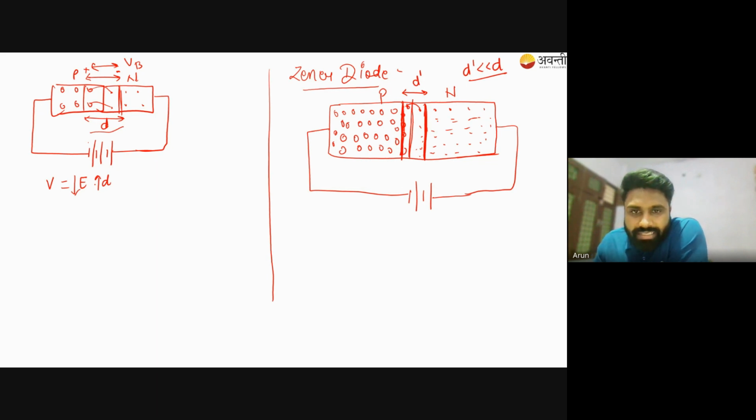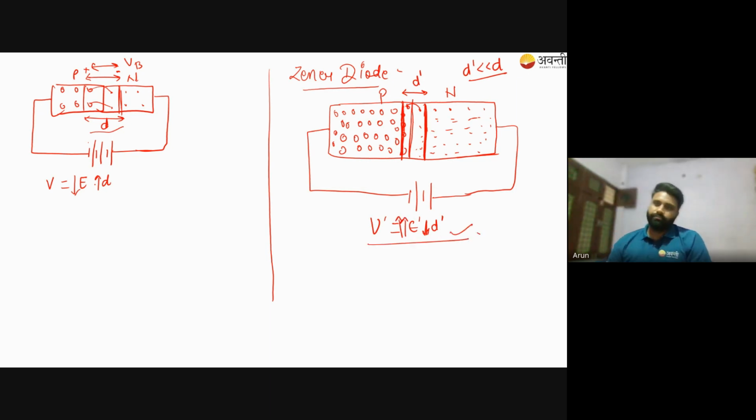So from this we can say that V dash is equal to E dash dot D dash. If D dash is too low, because this depletion width is too low, the electric field developed here will be too high.